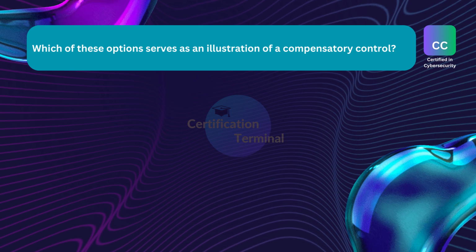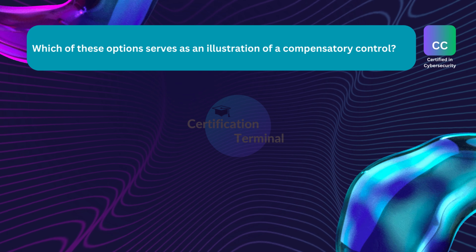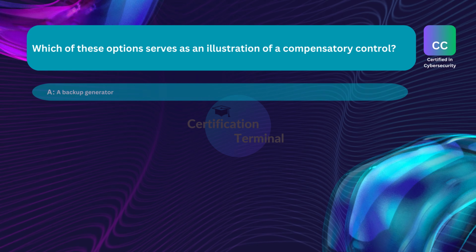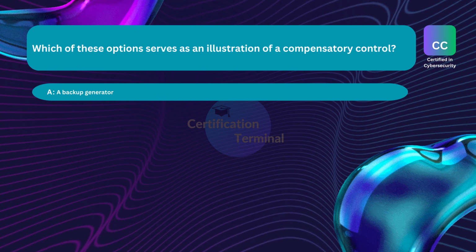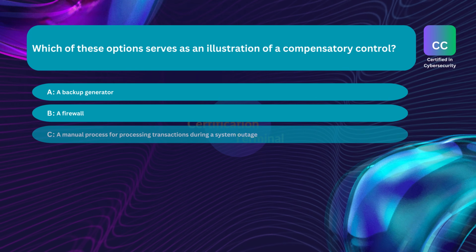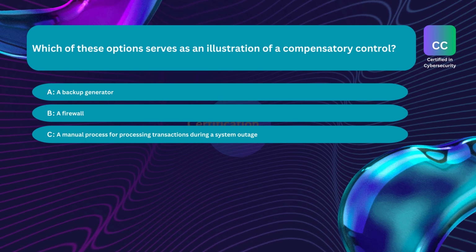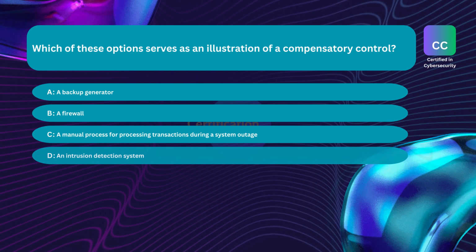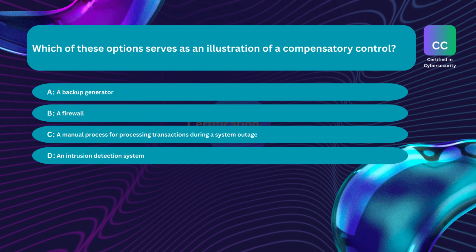Question number 19. Which of these options serves as an illustration of a compensatory control? Option A, a backup generator. Option B, a firewall. Option C, a manual process for processing transactions during a system outage. Option D, an intrusion detection system.